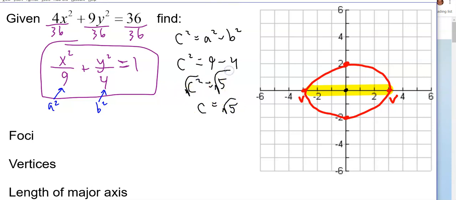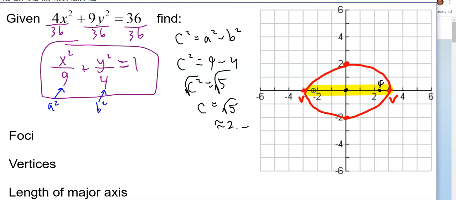Don't forget plus or minus, except with a, b, and c, we're talking about positive values. They're distances here as far as ellipses are concerned. And that's approximately equal to, I don't know, more than 2 point something. Because 2 squared is 4 and 3 squared is 9, so probably 2.2 or something. So just a little bit more than 2. That's one focus point.